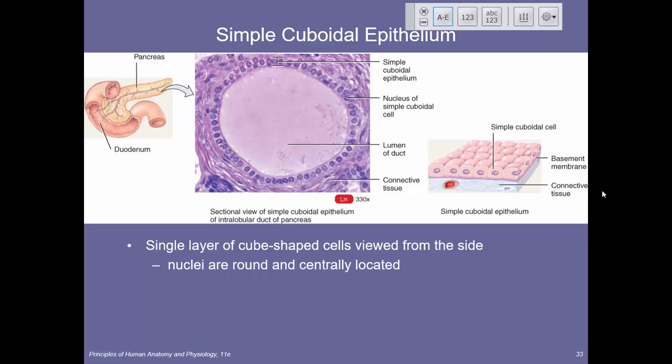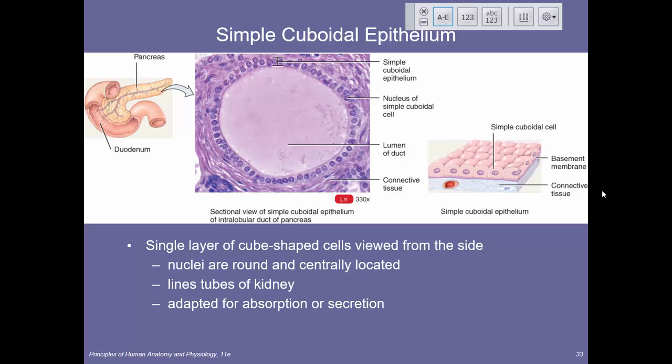Now, single layer cells, nuclei are round and centrally located. Becomes important, most of these, the nuclei are round and centrally located. When we get to skeletal muscle, they're not necessarily centrally located anymore. So that'll be an exception. So you could see these in the kidney. You can obviously see these in the small intestine. An example of where that may show up, that might be important to know. Again, adapted for absorption and secretion. And here you have the cartoon of that same setup, right? To sort of reorient you to what this might look like.